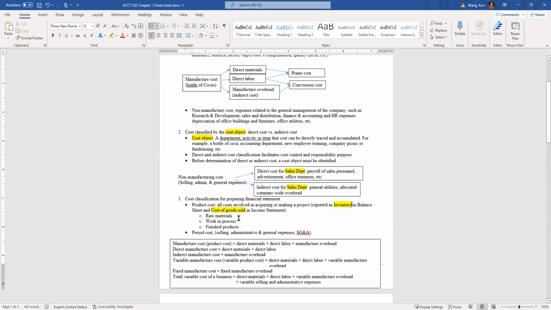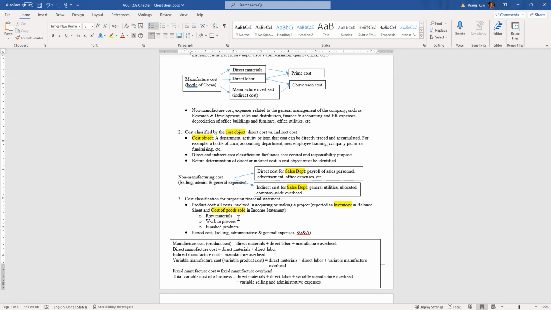If you are a merchandising company, like retail stores, department stores, or wholesalers, they buy and sell, they don't make their own products, so their inventory only includes merchandise inventory. That's what you talked about in 231. We have merchandise inventory in the balance sheet and the sold inventory cost in the income statement.